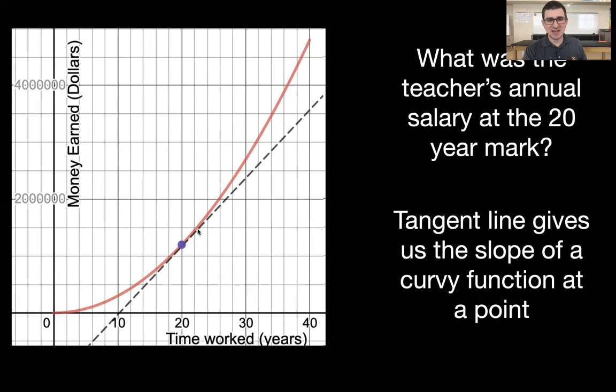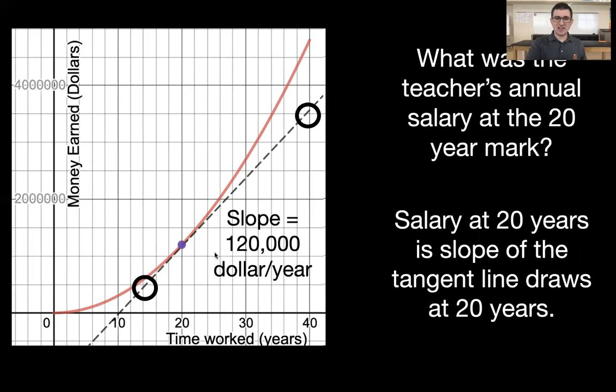So you see, this is the tangent line at 20 years, which shows basically how the money earned is changing with respect to time at 20 years. You can sort of see how it is nice and parallel to the function right at that one given point. So now that we have this tangent line, we can calculate the slope of the tangent line by using 2 points on that dashed line.